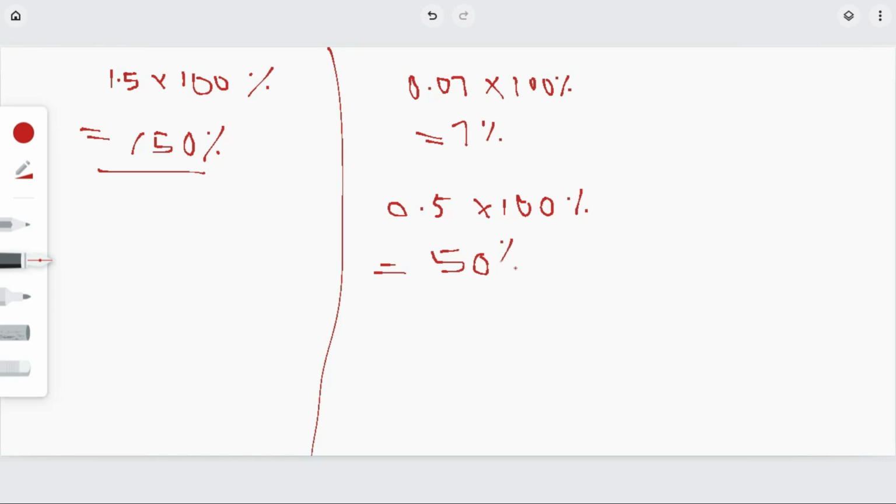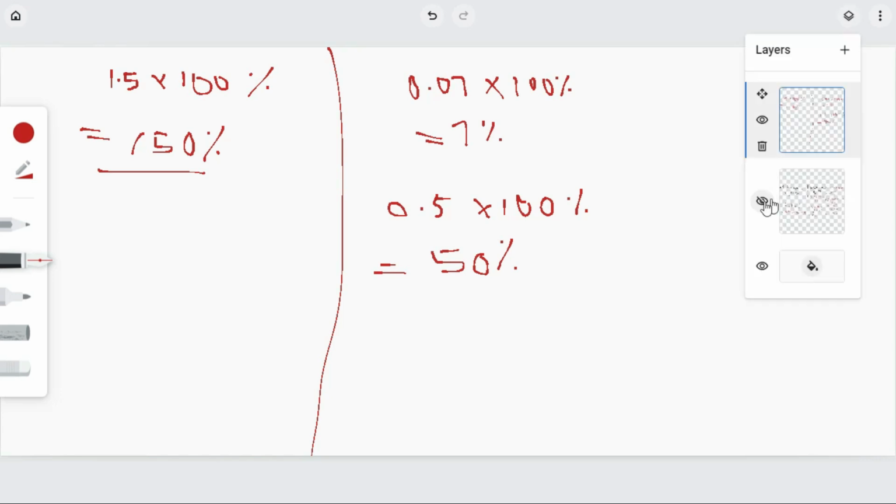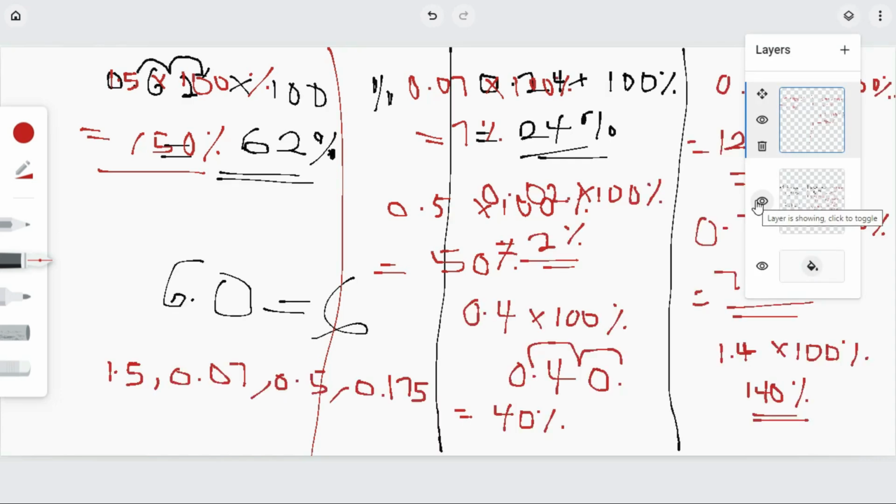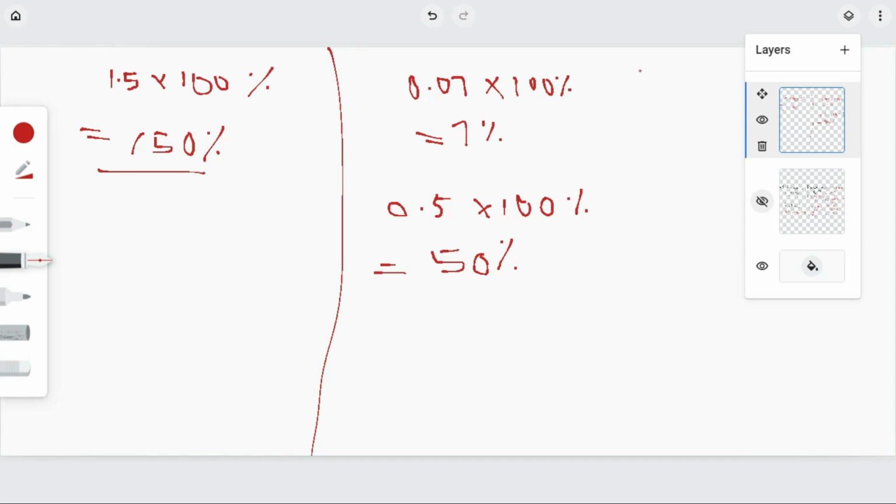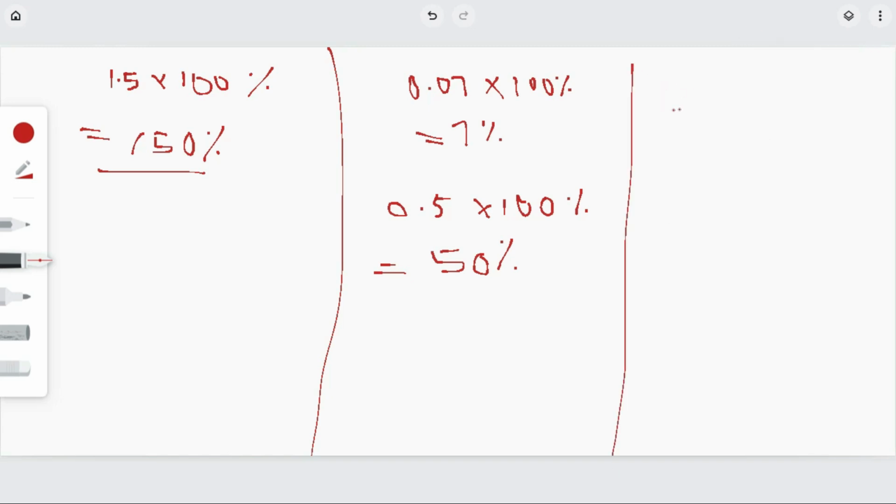And the next one is 0.175. If you want to change 0.175 to a percentage, just multiply by 100 and put the percentage sign. Because we are going to shift the decimal point 2 times, the decimal point will be here between 7 and 5. So that will be 17.5%. So that's the answer for all the exercises that I gave to you.